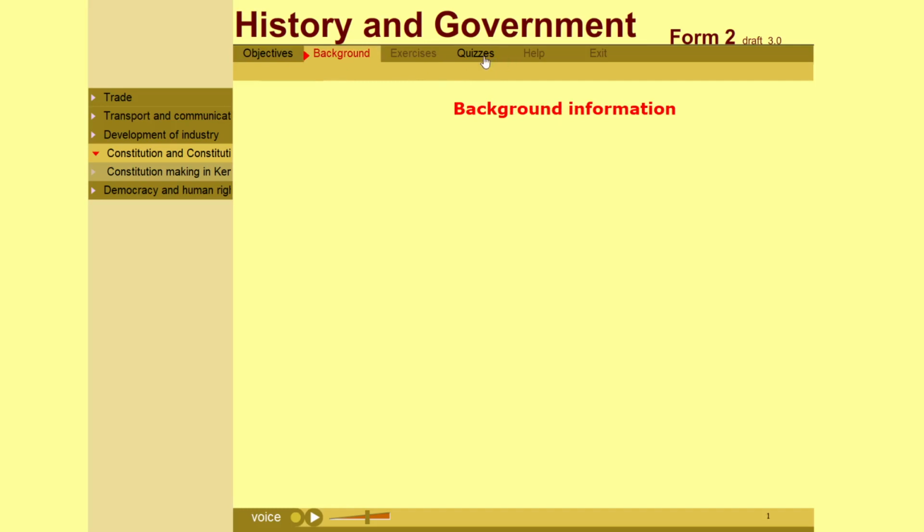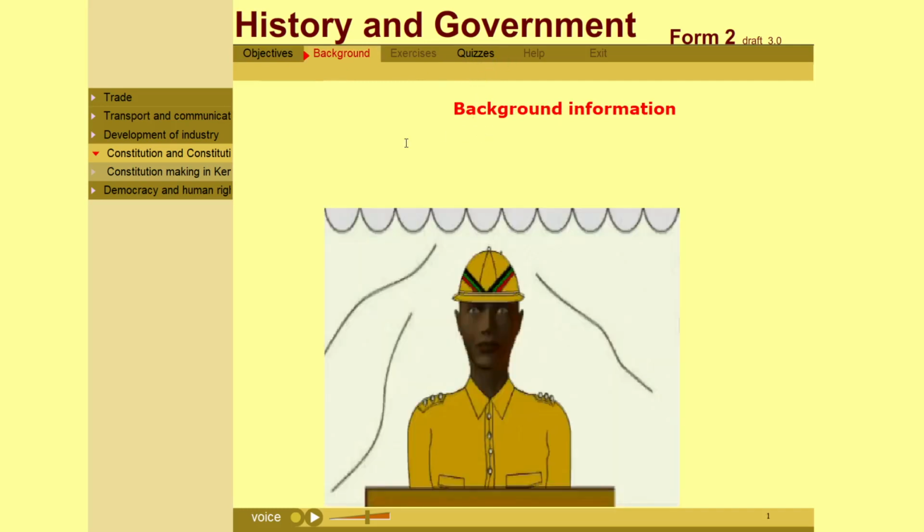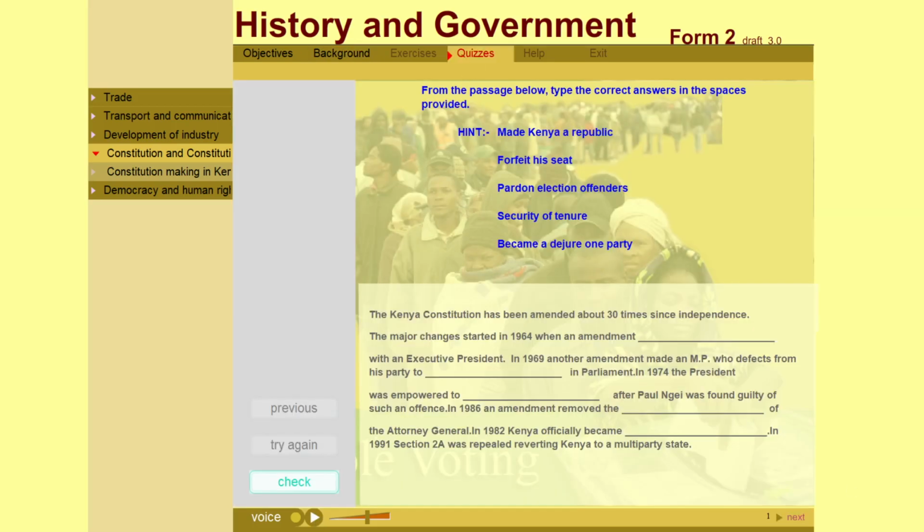We are going to listen to a conversation between a member of parliament and his constituents. Click on the play button to listen to the conversation. Try out the following exercise. Type in the correct answer in the spaces provided.